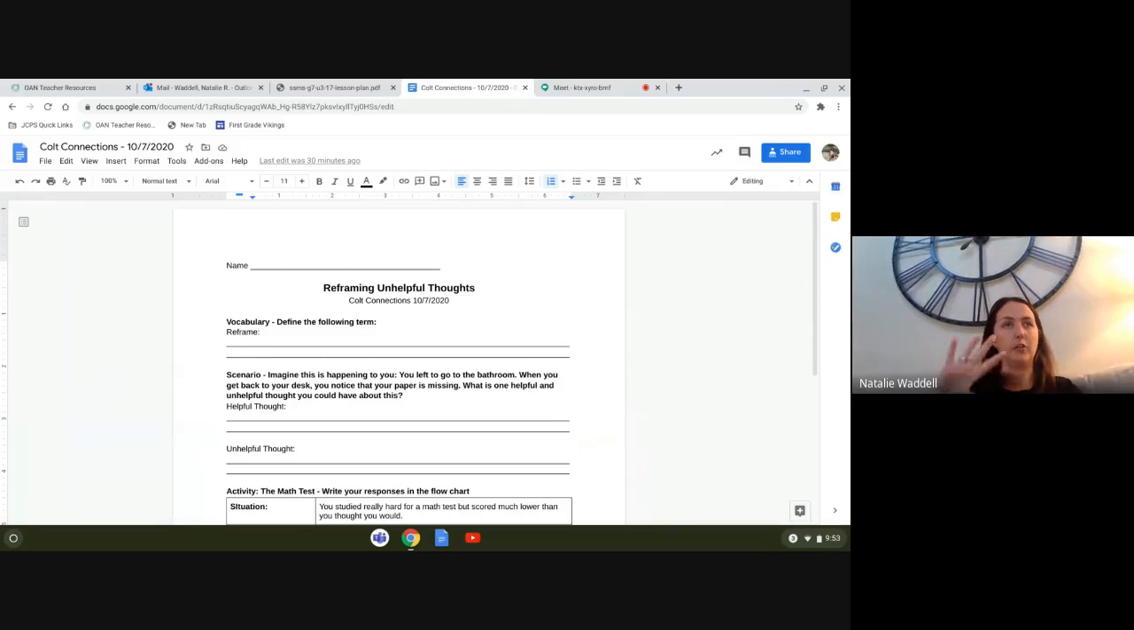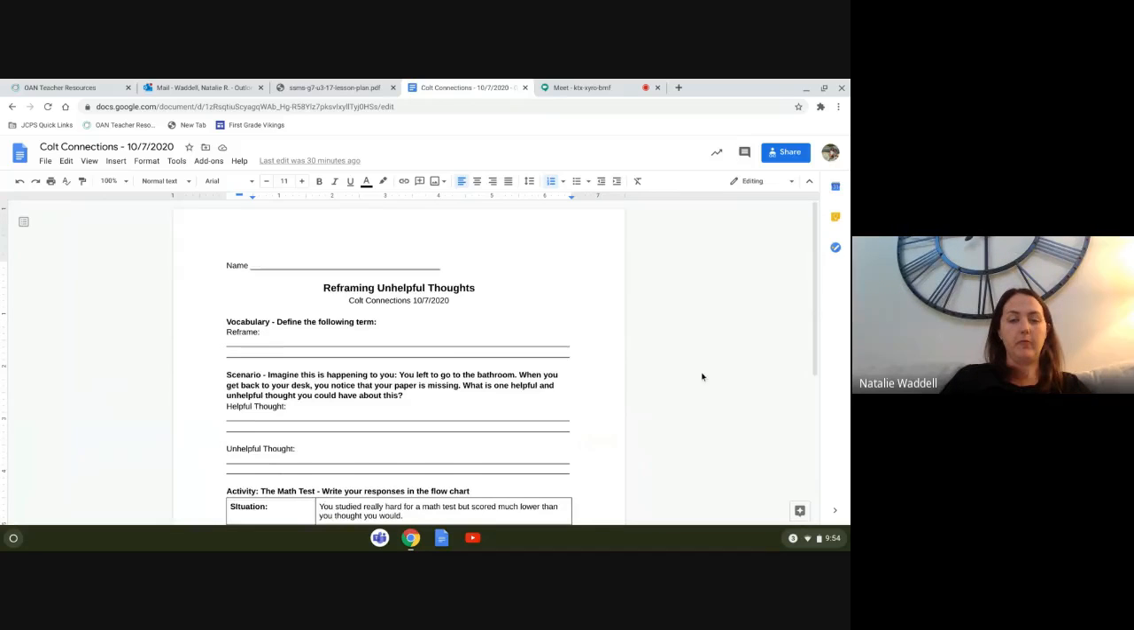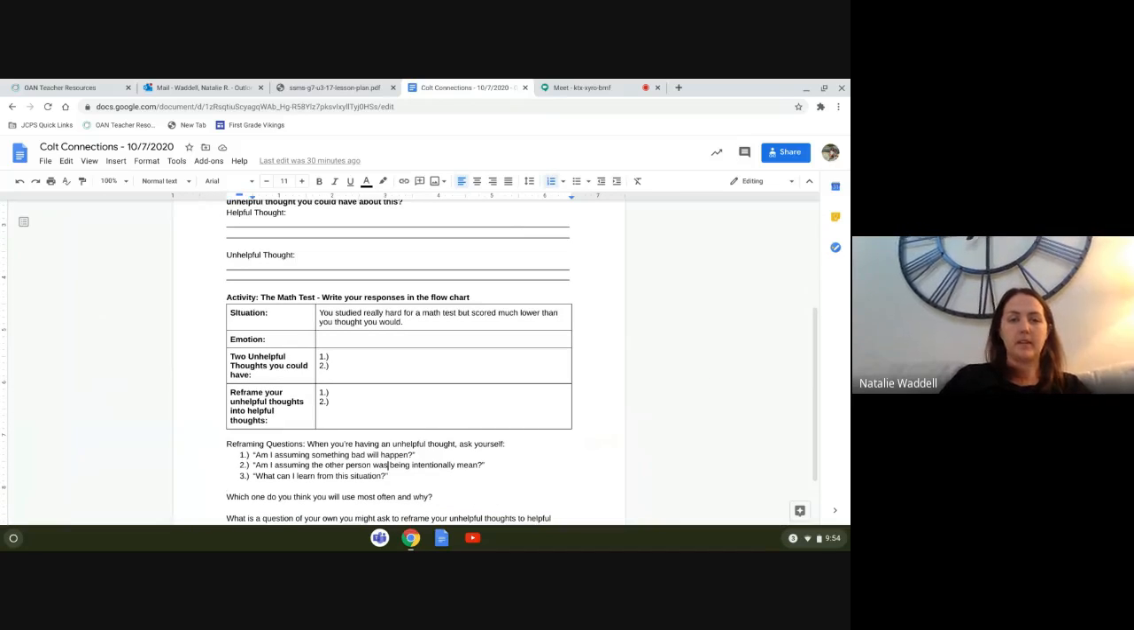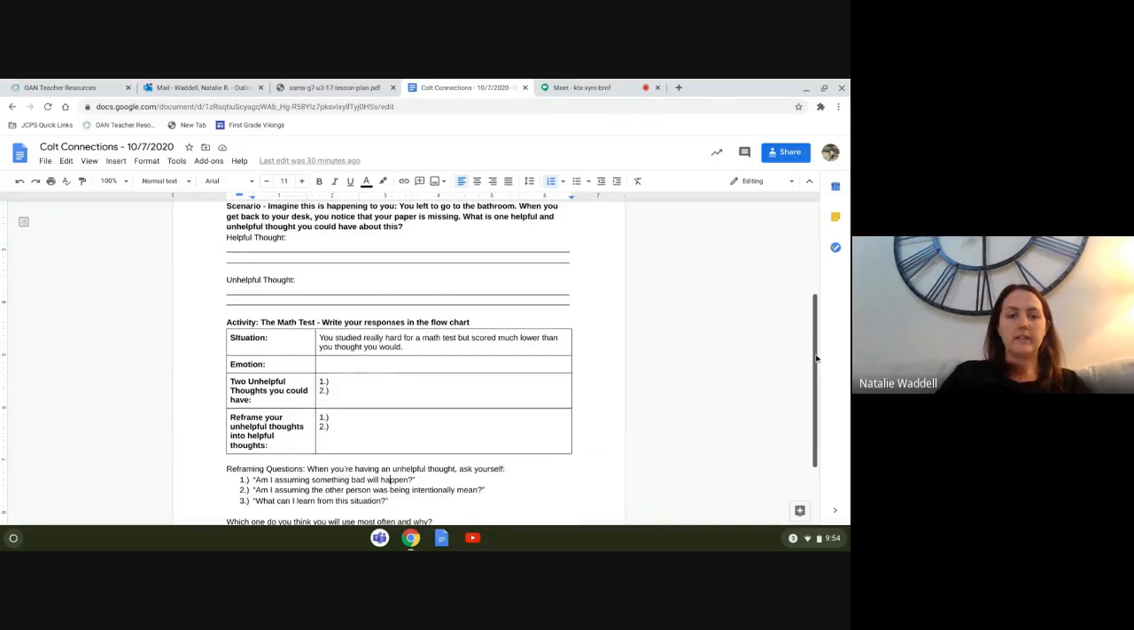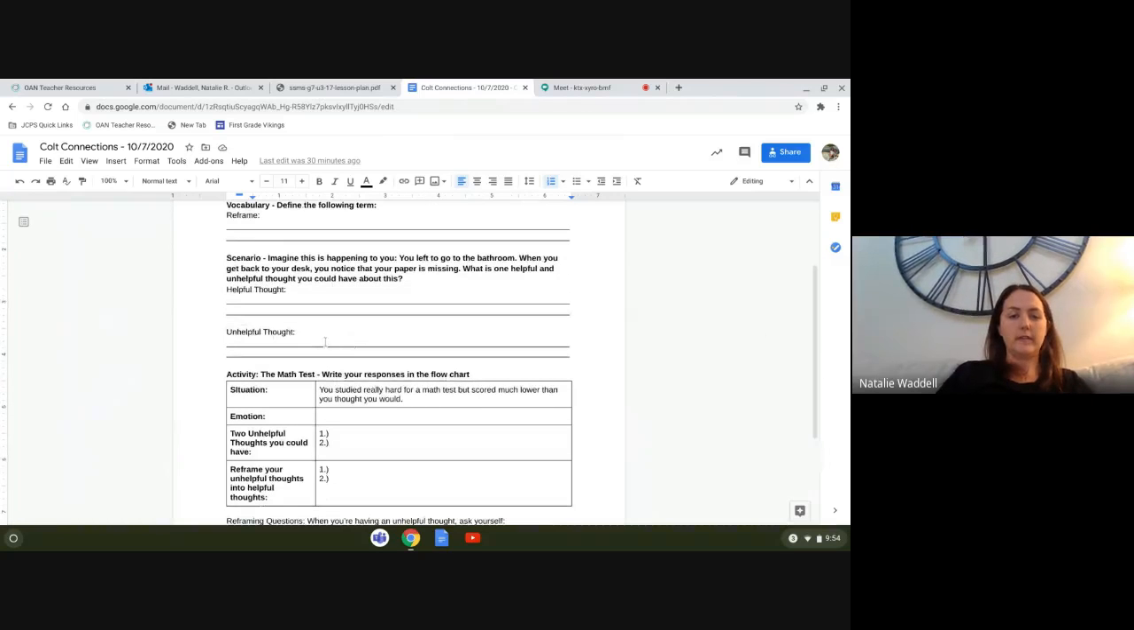So you're looking at it through a different point of view, a different perspective, however you want to word that. Then there's a scenario on here similar to the one that we discussed in the lesson. Imagine that this is happening to you. You left to go to the bathroom. When you get back to your desk, you notice that your paper is missing. What is one helpful and unhelpful thought you could have about this? So one helpful thought and one unhelpful thought. You're going to fill that out there.